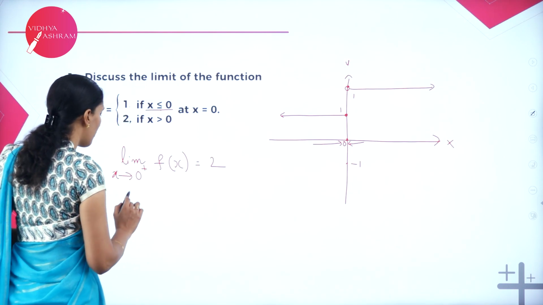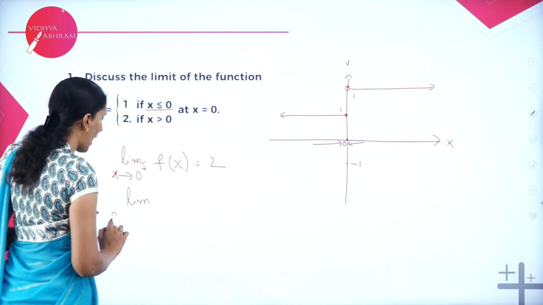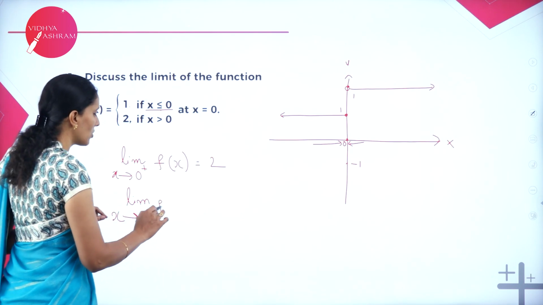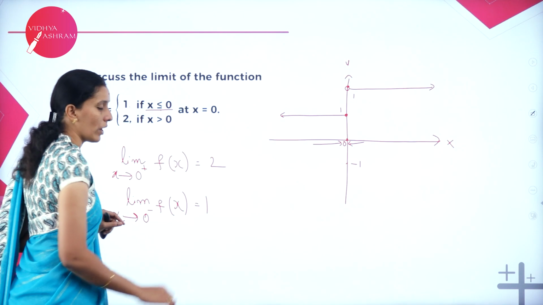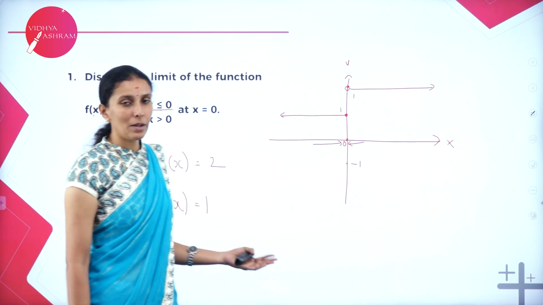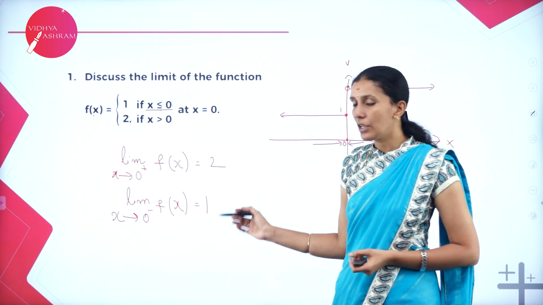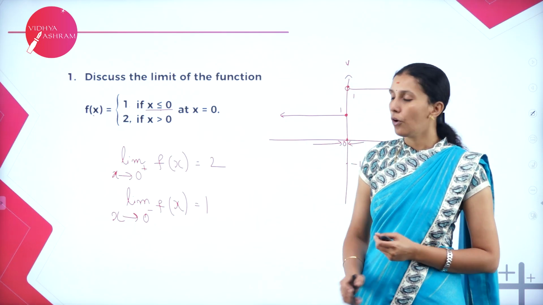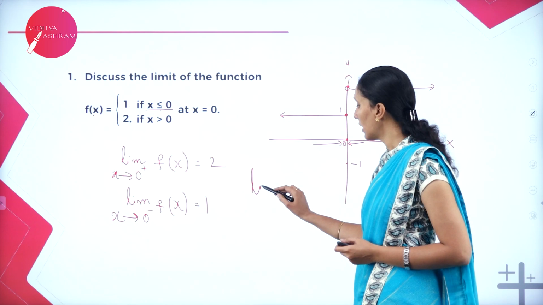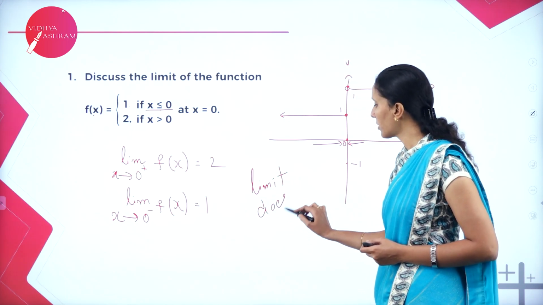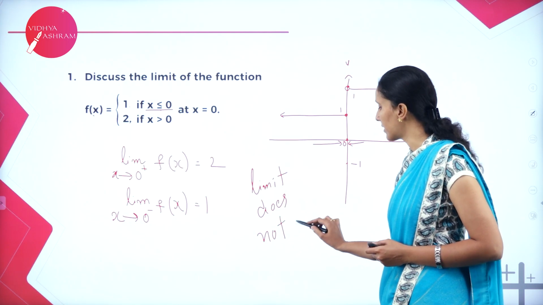So therefore, when you take the value near to 0 from the left side, the functional value is equal to 1. Clearly, the left hand limit and the right hand limit do not coincide. That is, their values are not the same. So therefore, we write limit does not exist.